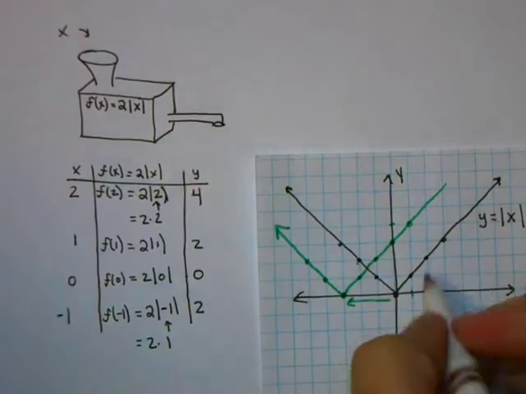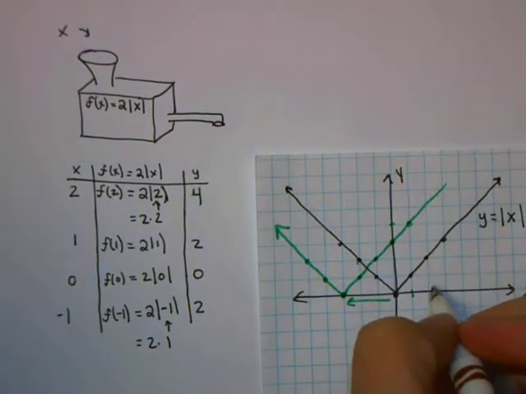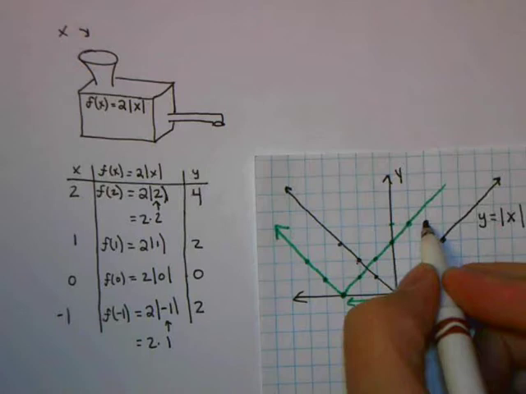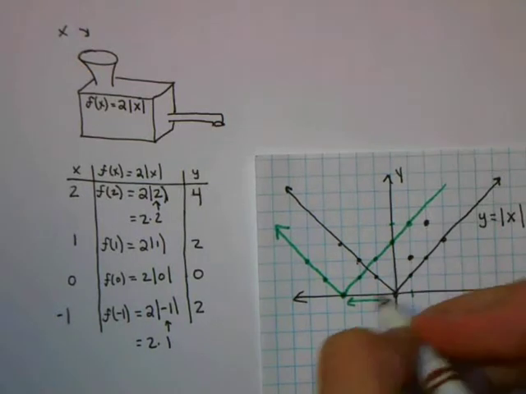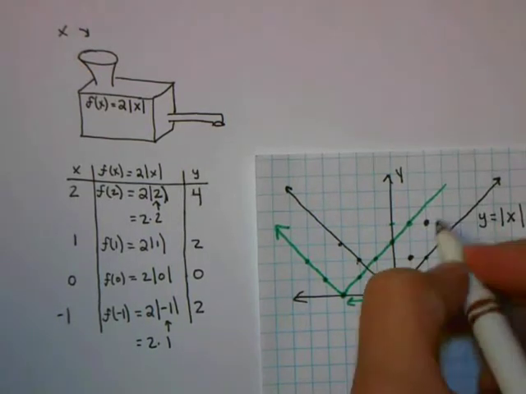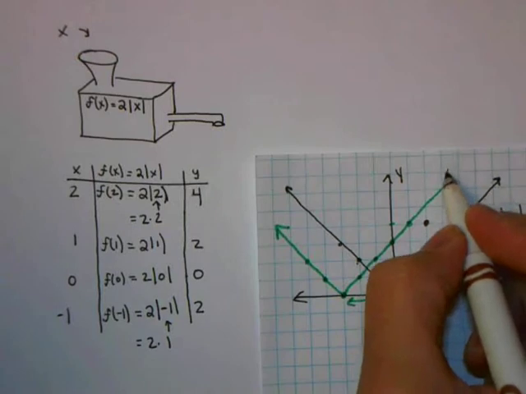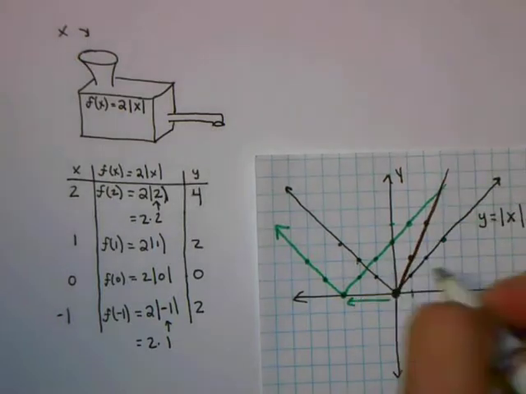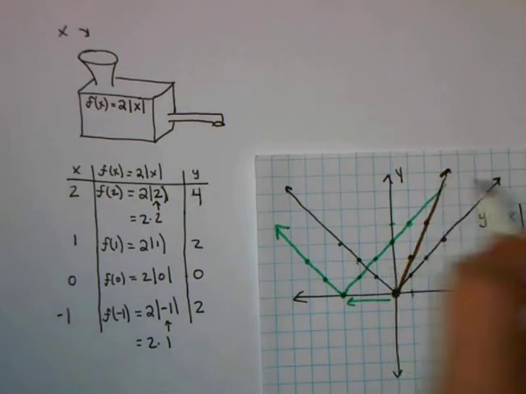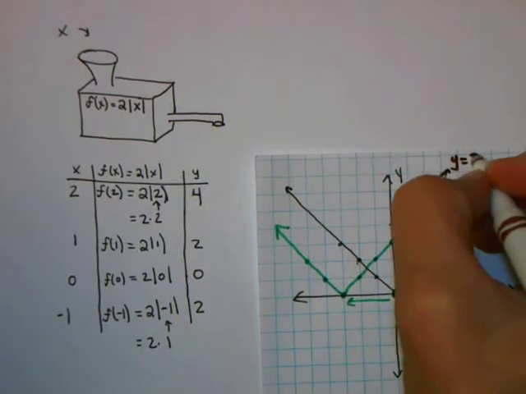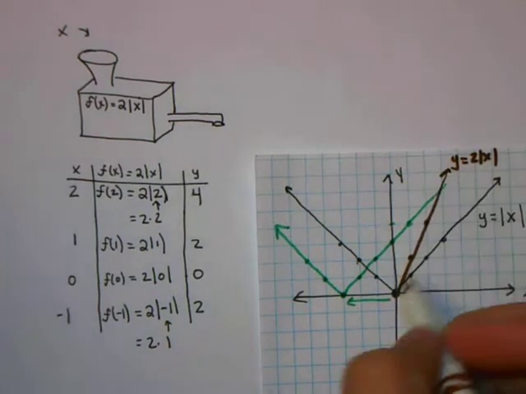So in this case, when x is 2, y was 4. 1, 2, 3, 4 here. When x is 1, y is 2. When x is 0, y is 0. So it seems like what we have here is a steeper line. That 2 out in front of the absolute value seemed to make this line become steeper. So this is y equals 2 times the absolute value of x.